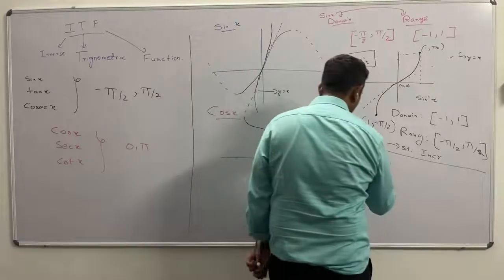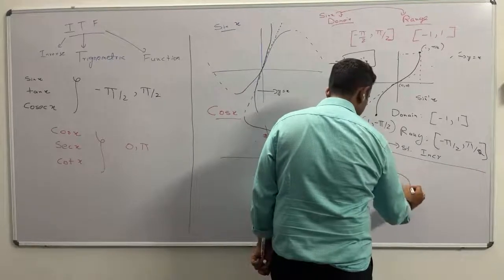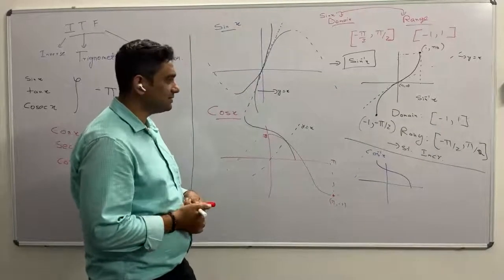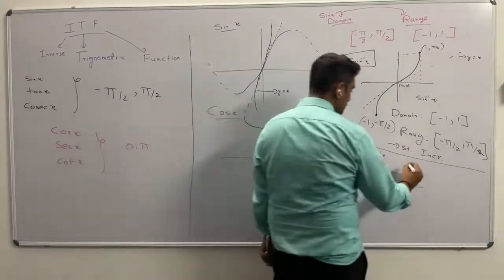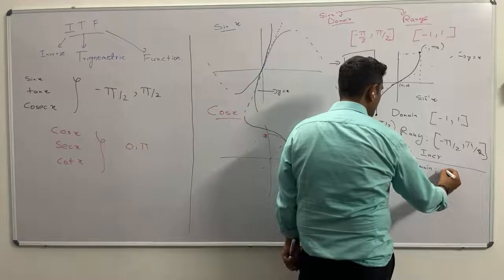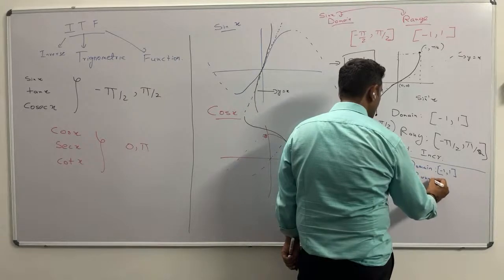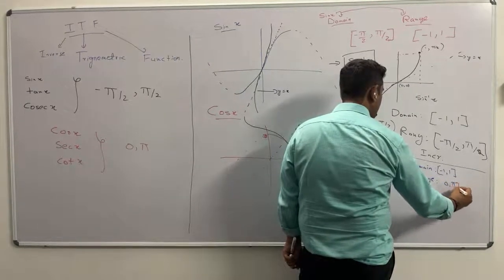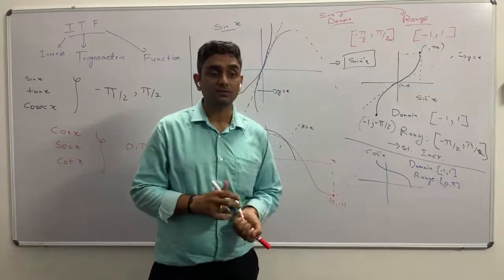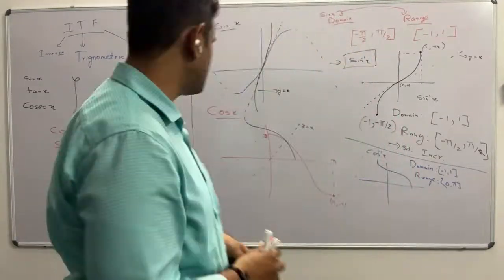So if you talk about the graph of cos inverse x, the graph will look like this, and we can easily find out the domain and range as well. The domain again will be minus 1 to 1, just as for sine inverse. But the range will be 0 to pi. This is how we will get it for cos inverse.